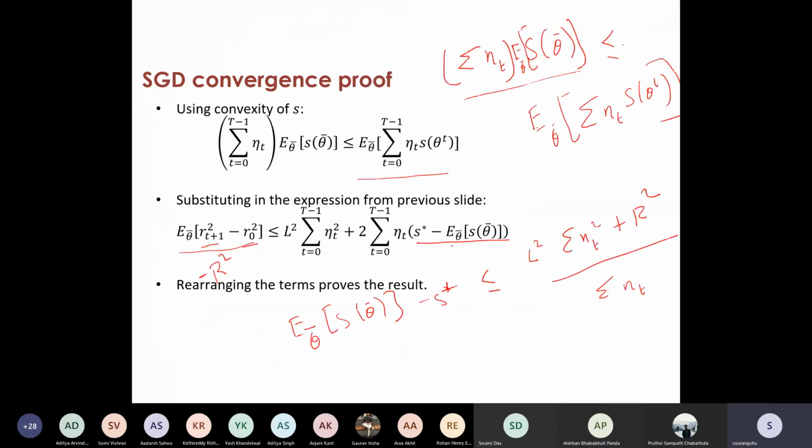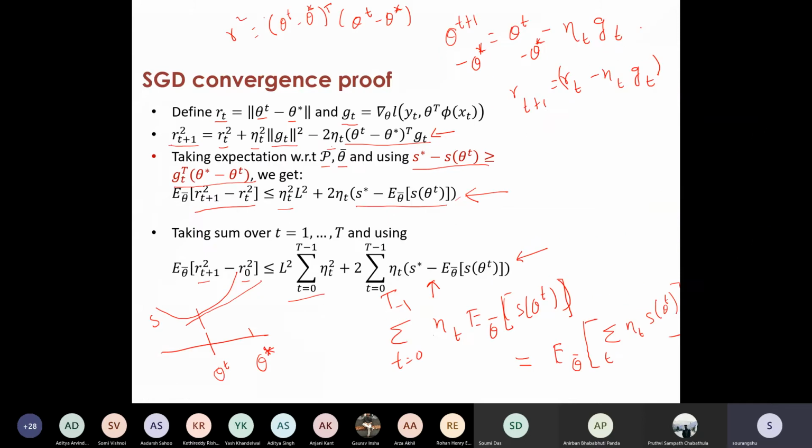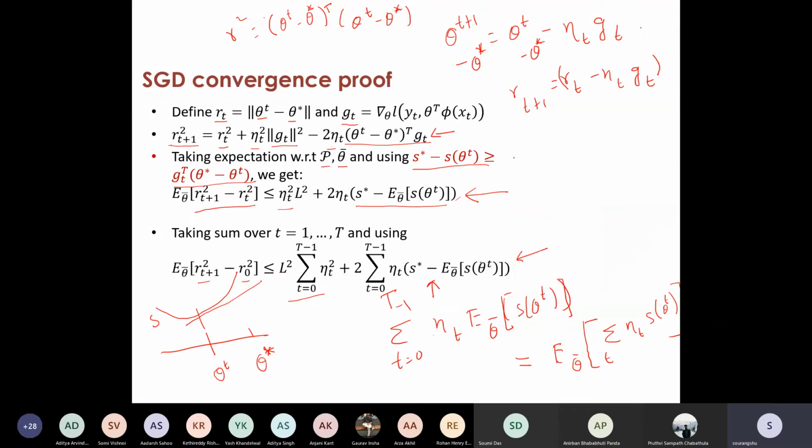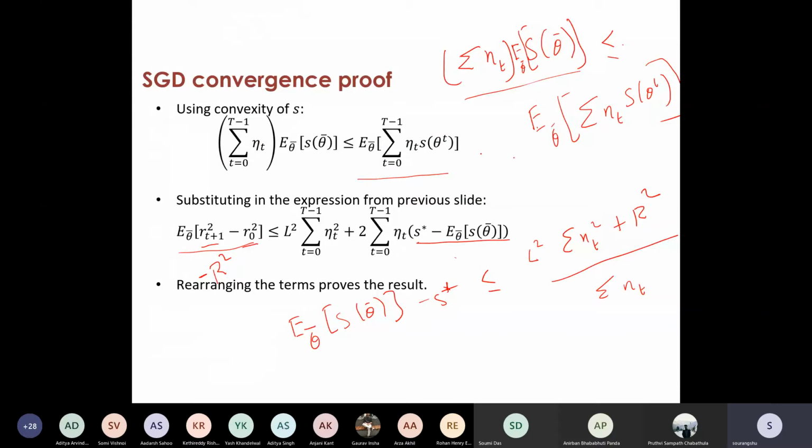Just to recollect, we have first done an expansion using the update rule. Then we have used convexity. Then we have used linearity of expectation and some algebra. And then finally we have used convexity once more to get the result.